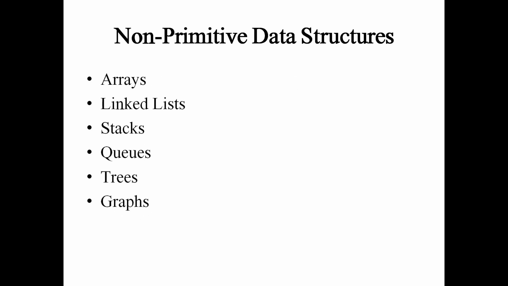When we combine primitive data types in a structured manner, we get non-primitive data structures. Examples include arrays, linked lists, stacks, queues, trees, and graphs. These data structures help us manage large volumes of data efficiently. In fact, most real-world software applications use these data structures internally.